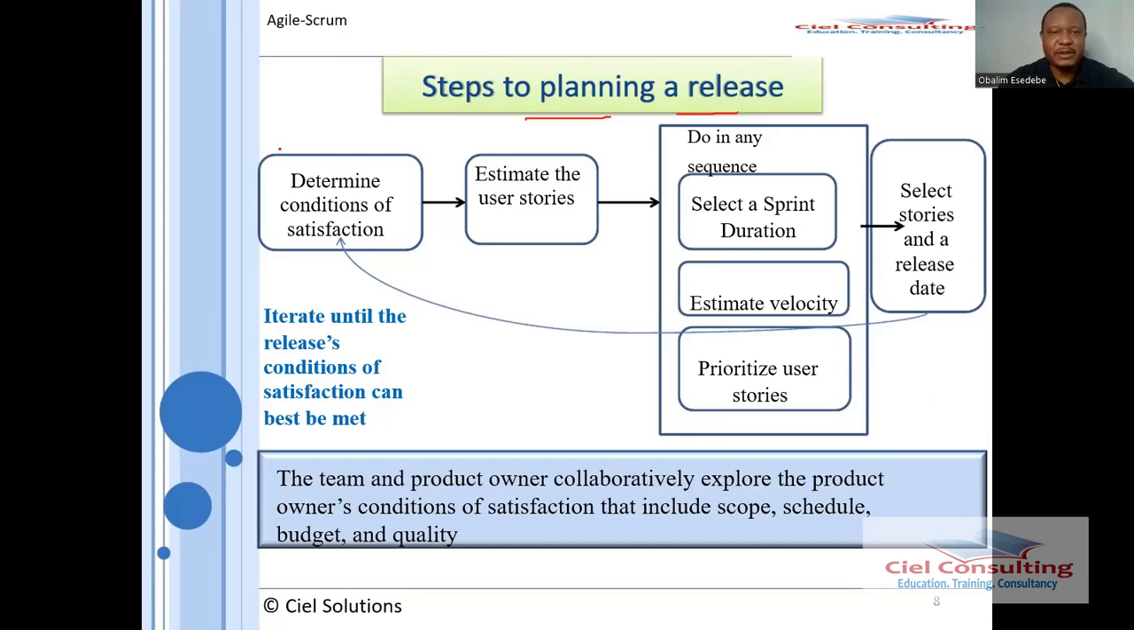First, you need to determine conditions of satisfaction. Say, for example, what are the features that we need to have within the product in order for us to be able to make it releasable? Then estimate the user stories. So user stories are now the items that you have within the product backlog. Those are what we refer to as the user story. Then, of course, you can do this in any sequence. It doesn't necessarily follow any particular order. So you can select a sprint duration, determine how long the sprint will take, then estimate velocity, and then prioritize user stories. And then you estimate your user stories.